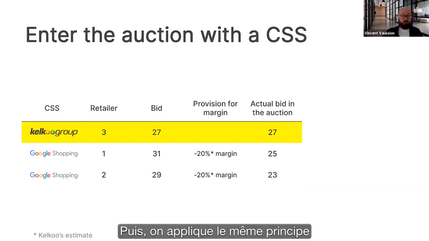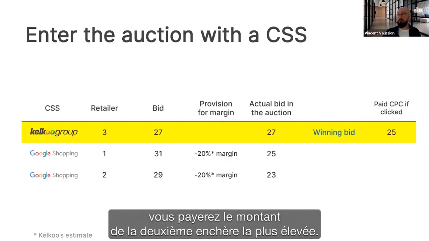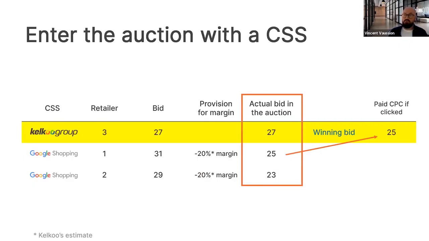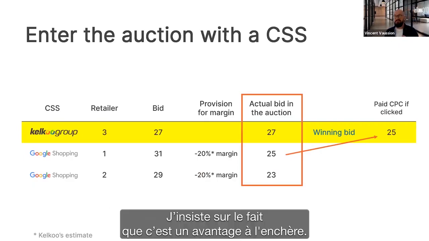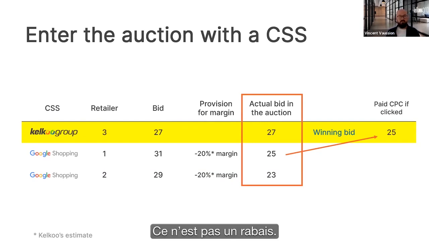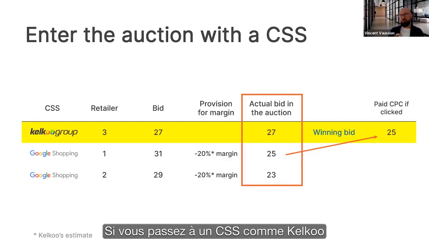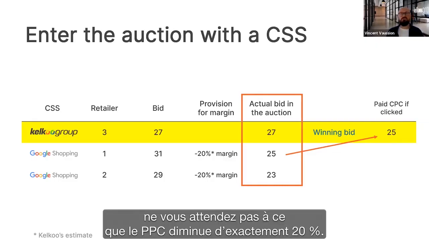And then the same principle applies. If you get clicked, you will pay based on the second highest bid. So again, I insist on the fact that this is a bidding advantage. This is not a rebate. So if you switch to a CSS like Kelkoo, don't expect your CPC to drop by exactly 20%.